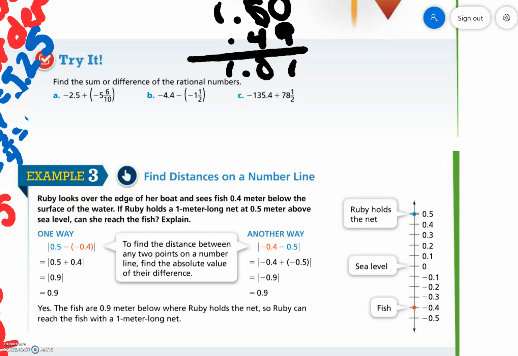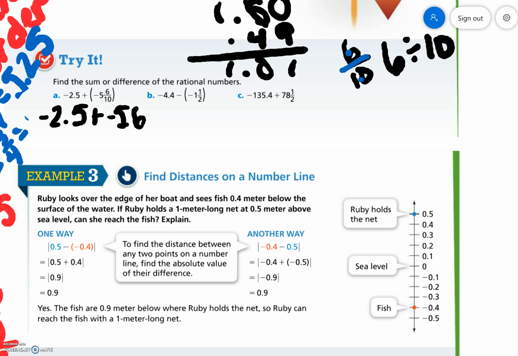I want to change them both to decimals. So I've got negative 2.5 plus negative 5 and 6/10. Well, 6/10 is 0.6. Again, if you want to turn a fraction into a decimal, we've got 6 over 10. If I replace the numbers with dots, it looks like a division symbol. So that's your hint to do 6 divided by 10 in your calculator, and you will get 0.6.